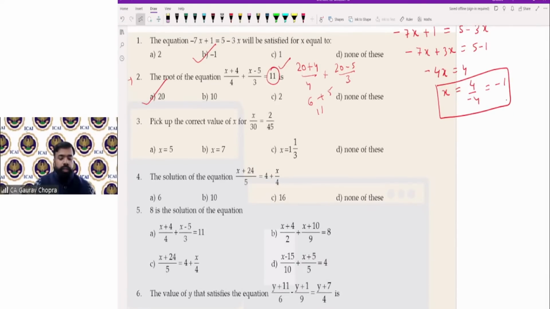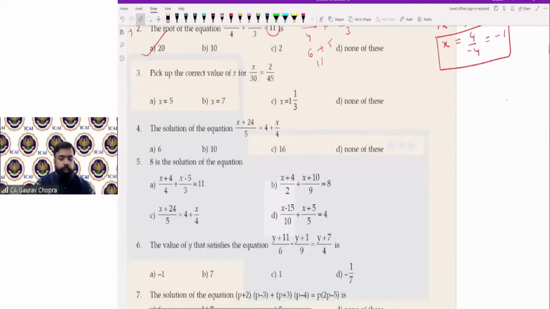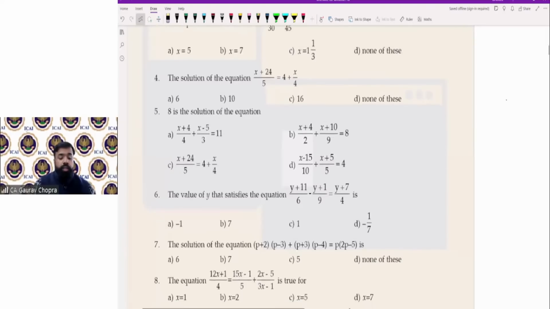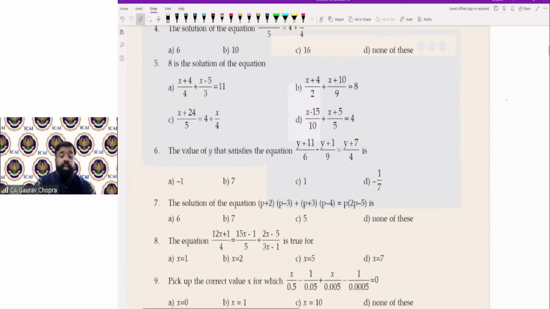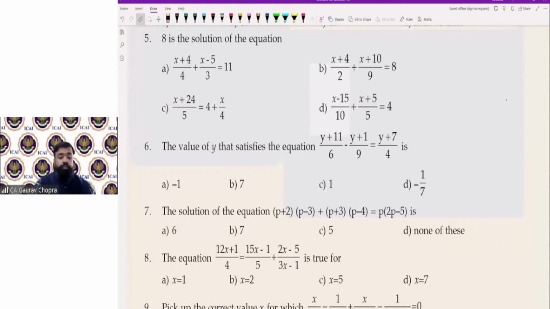Now, the third one you can easily do. Simple cross multiplication is there. Now we are doing question number 5. This is a reverse question. The question says, 8 is the solution of the equation. This time the answer is given and you have to find the question. So first of all, observe all the options carefully.